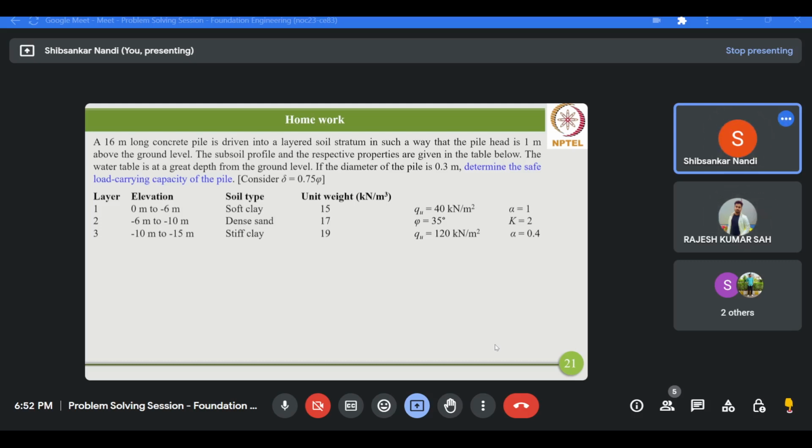Yeah, let me show the graph at once. Okay, so this is the graph.